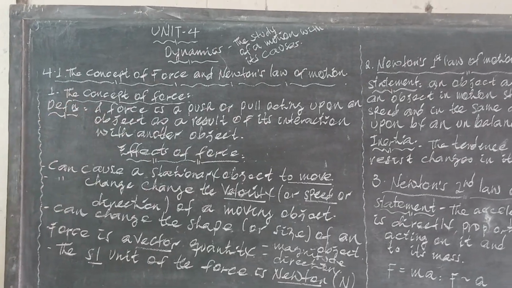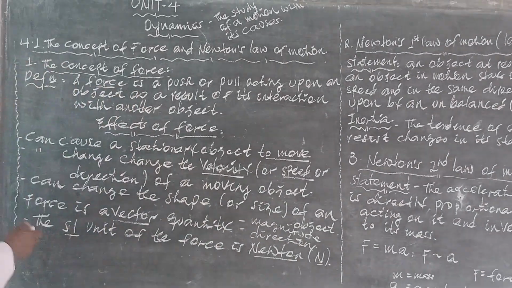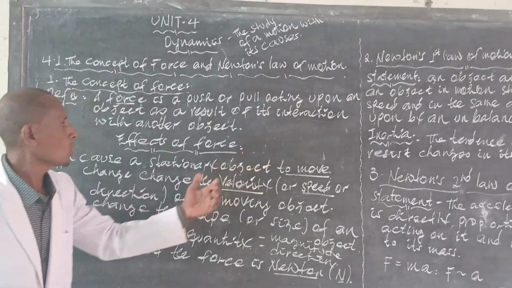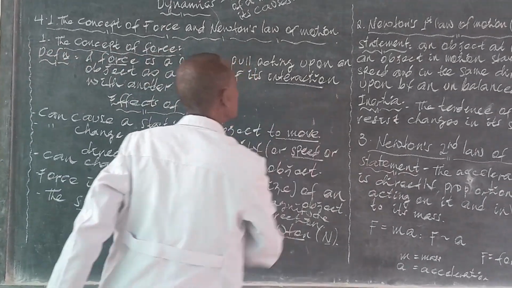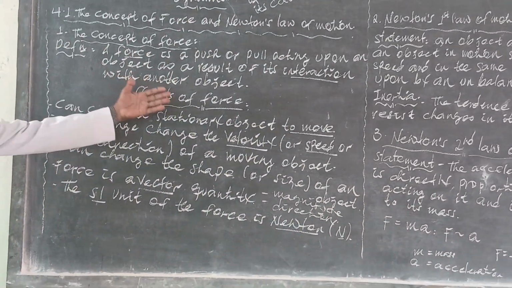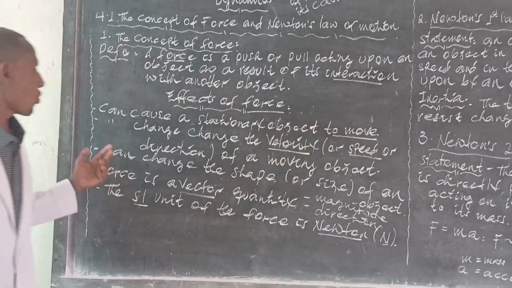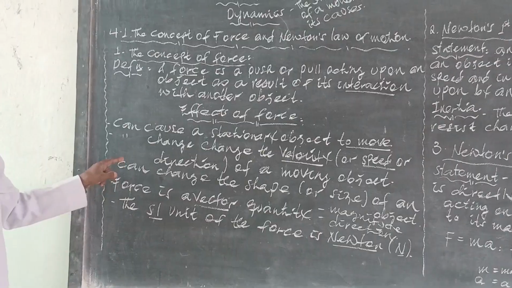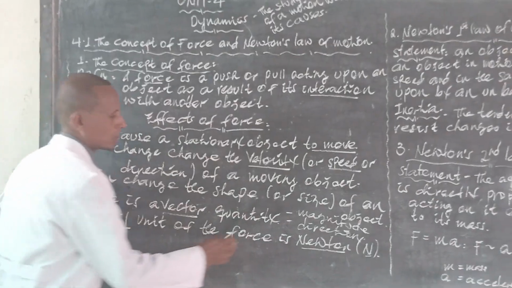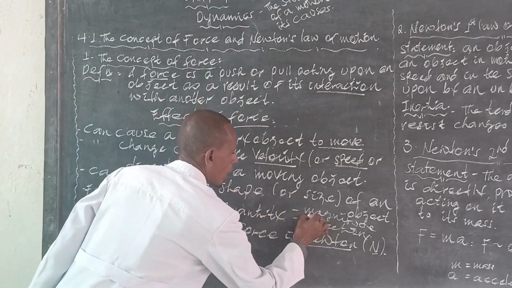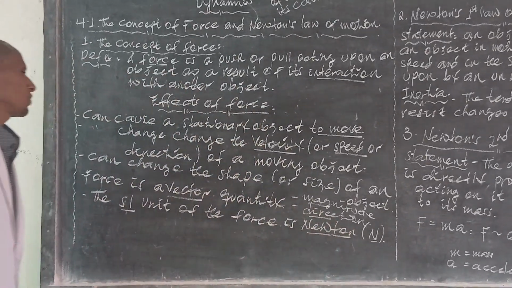First, we start from the concept of force. What is the concept of force? We define force as pushing or pulling something by acting upon an object. As a result, there is an interaction between the forces, the reaction, and the effect of forces. It can cause a stationary object to move, or it can change the velocity or speed of a given object, or it can change the shape or the size of the object. Also, force is a vector quantity. So when we talk about this physical measurable, we have to know its magnitude, and also we have to know the direction of its application.